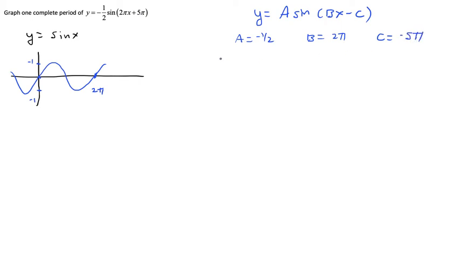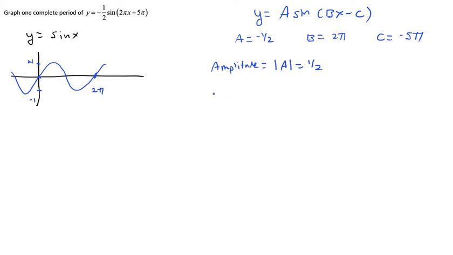So then the amplitude is given by a. It's actually the absolute value of a, though it doesn't really matter. It's 1/2. So that just means instead of going from -1 to 1, we go from -1/2 to +1/2. The negative just tells us that we're going to reflect the graph across the x-axis. So if you say the amplitude is -1/2, it doesn't really make a big difference.